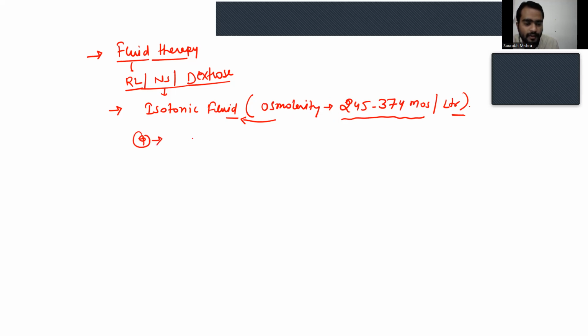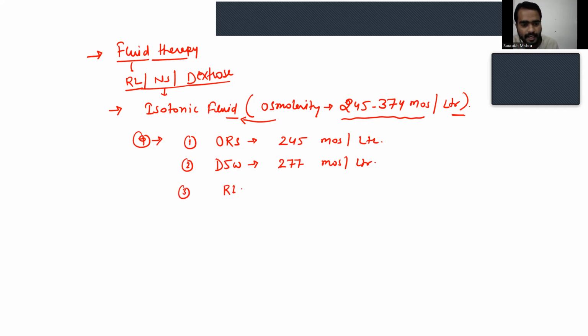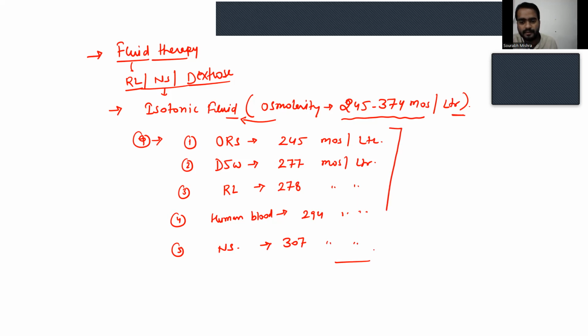The best example of isotonic fluid is the first one, your ORS, whose osmolarity is 245 milliosmol per liter. Second one, D5W, the osmolarity is 277 milliosmol per liter. Third one is the RL, Ringer lactate solution, the osmolarity is 278 milliosmol per liter. Next, human blood osmolarity is 294 milliosmol per liter. And last one, your normal saline, the osmolarity is 307 milliosmol per liter. So these are your isotonic fluids. So this is the whole about the cholera condition.